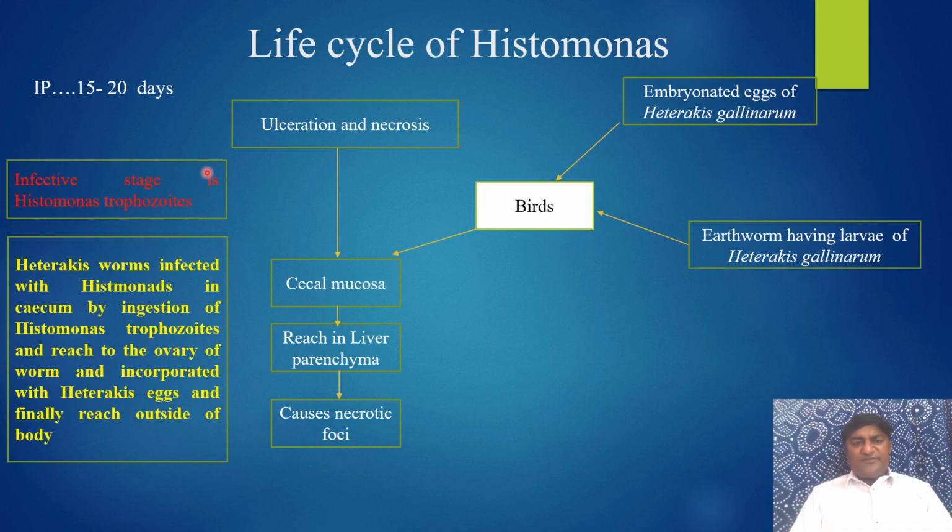The infective stage is the Histomonas trophozoite. It is an important point that Heterakis worms become infected with Histomonas in the cecum by ingestion of Histomonas trophozoites, which reach the ovary of the worm and are incorporated into the Heterakis eggs, and finally reach the outside of the body.